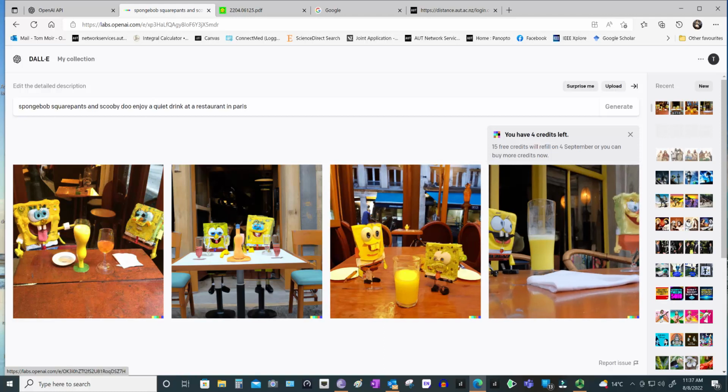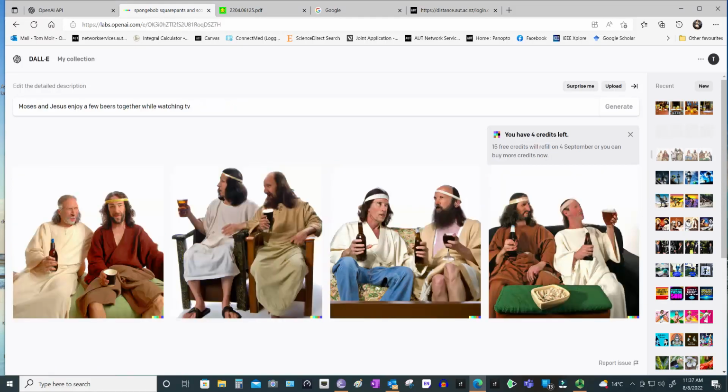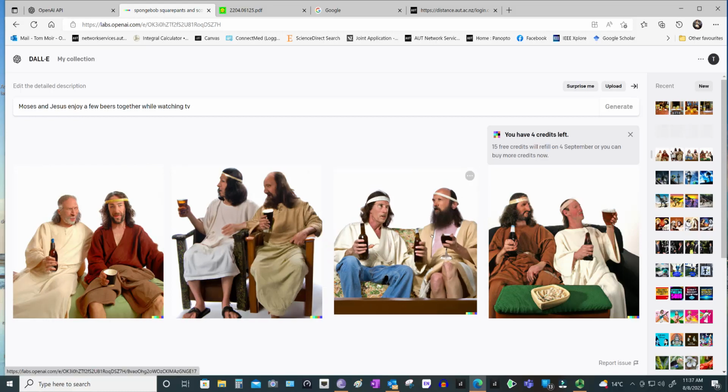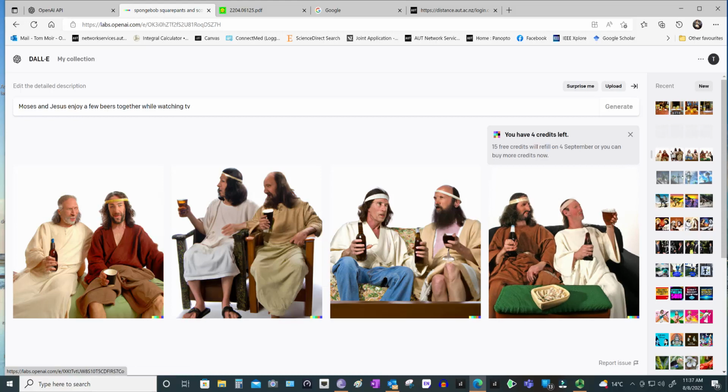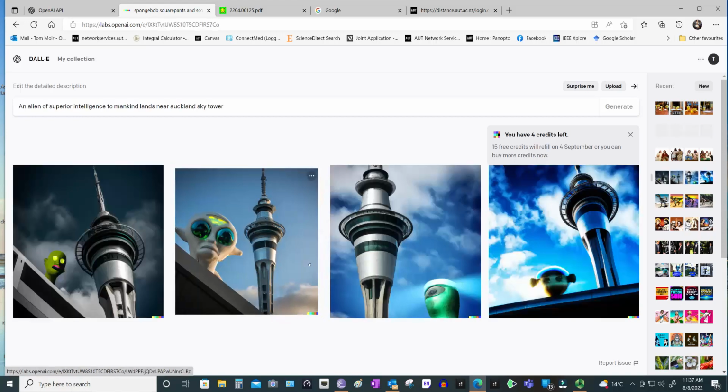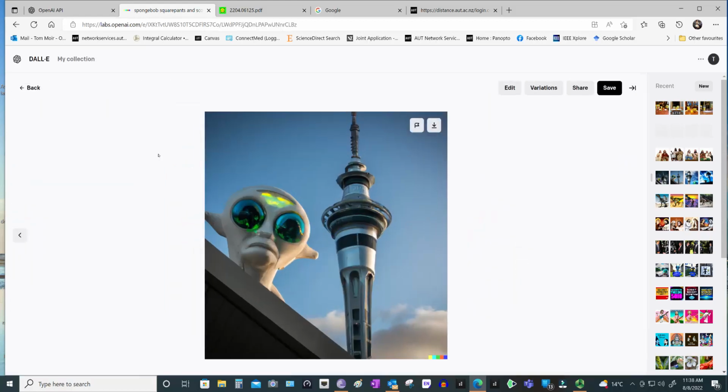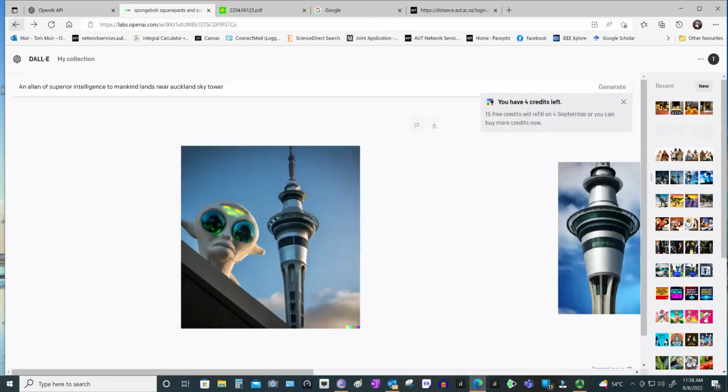Let's have a look at a similar one I've done earlier, which is a bit more fun. This one was Moses and Jesus enjoy a few beers together while watching TV. And there they are. I don't know which one Jesus is and which one Moses is. This one, he's looking at the beer to see if it's good, and the other one's agreeing with him. This one here is in Auckland. So, an alien of superior intelligence to mankind lands near Auckland Sky Tower. And there he is, or she, looking menacingly down.